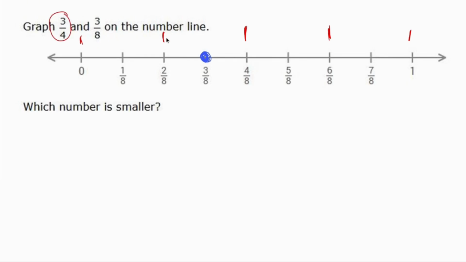So 1/4 would be right here, 2/4 would be right here, and 3/4 would be right there, which lines up with 6/8.